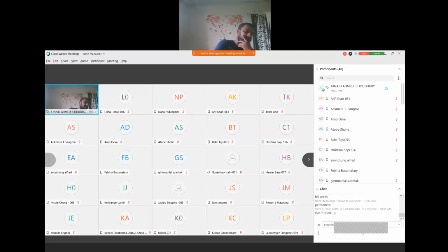Then write down live load. Live load or imposed load. Live load is also called imposed load. See the chat box. Okay, so what is live load?